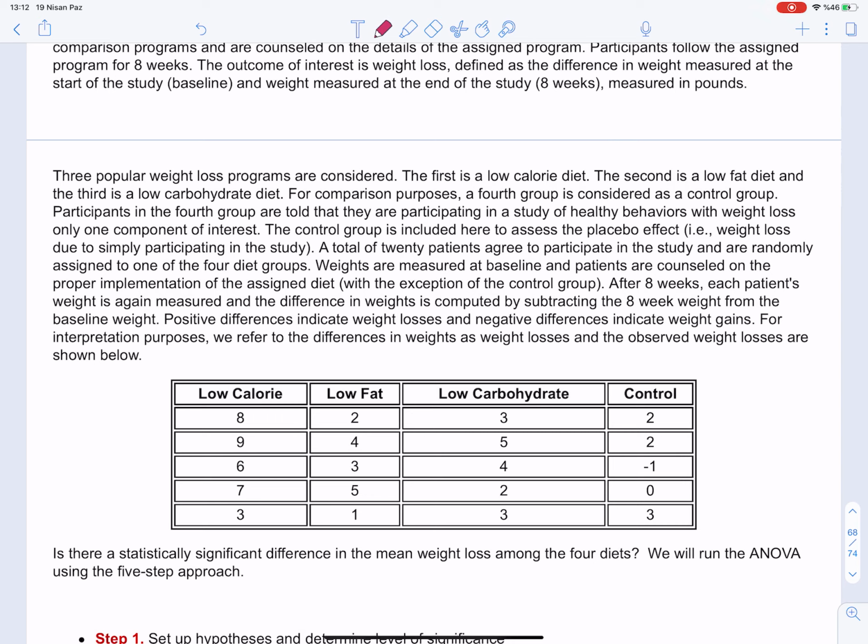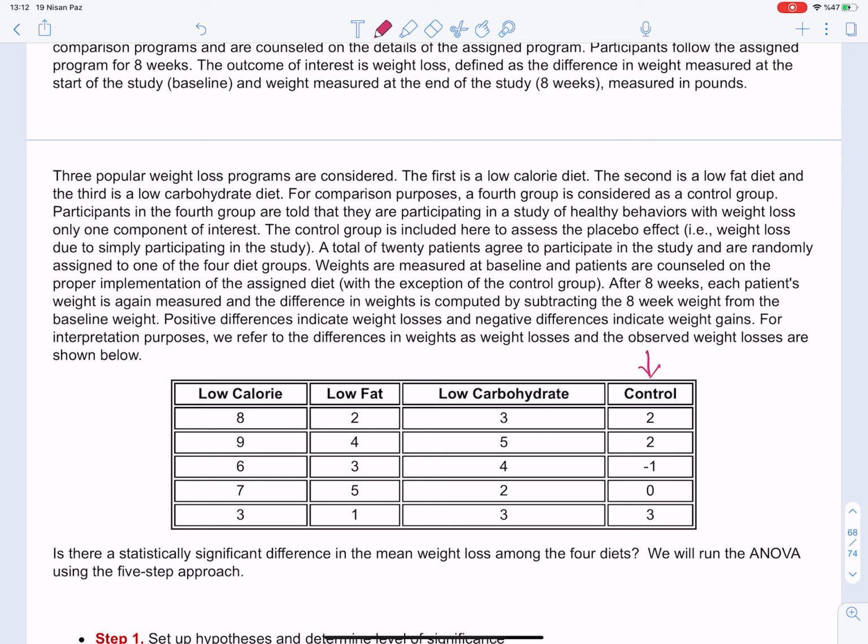So in total, 20 patients agree to participate in the study and are randomly assigned to one of the four diet programs. Weights are measured at baseline, and patients are counseled on the proper implementation of the assigned diet, with the exception of the control group. Okay, so this is not a diet actually. This is people who are not assigned to any diet program.